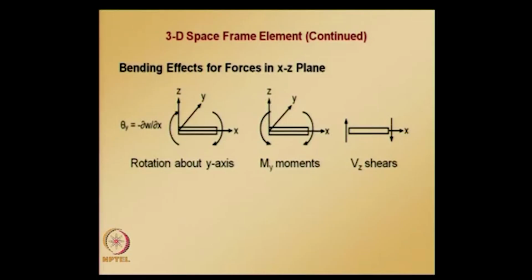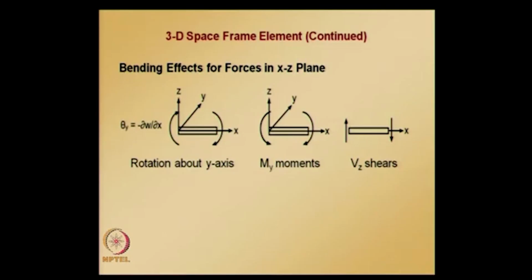And now bending effects for forces in the xz plane. Forces applied in the xz plane produce bending about the y axis. Using the right hand rule, the clockwise rotations about the y axis are positive. So, the rotation about the y axis is equal to minus the partial derivative of w with respect to x. The shape functions for w are the same as those for beam bending about the z axis, which you have already seen, except that a change in sign for rotation terms is required here, because our sign convention says that counterclockwise rotations are positive, whereas here we have clockwise rotation. So, theta y is minus the partial derivative of w with respect to x.